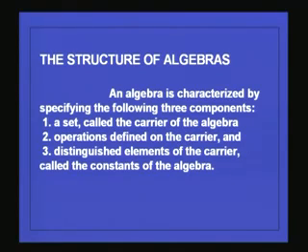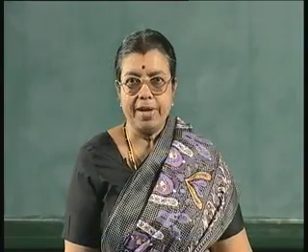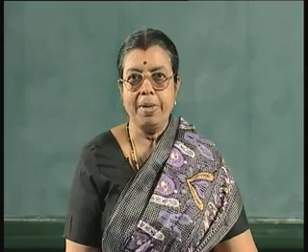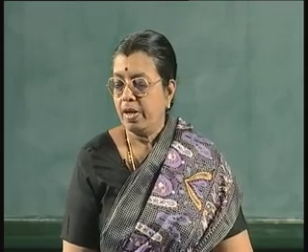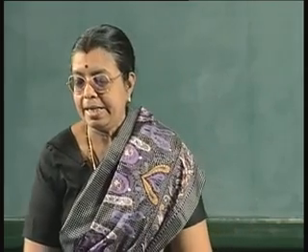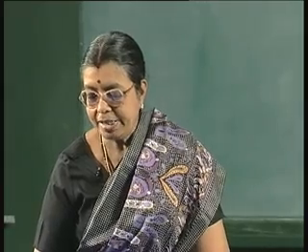When we consider the structure of algebras, an algebra is characterized by specifying three components. One is a set called the carrier of the algebra. And the first component you have to specify is the carrier of the algebra. Something like it can be the set of integers, it can be the set of real numbers, it can be a set of complex numbers and so on. So, that is the underlying set and that is called the carrier of the algebra.